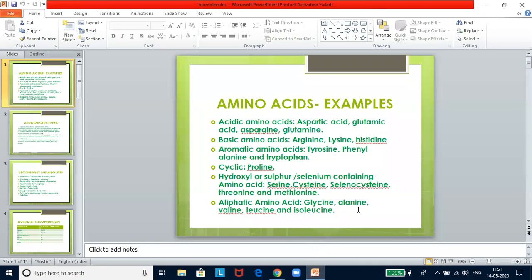Acidic amino acids of the 20 are aspartic acid, glutamic acid, asparagine, glutamine. Basic amino acids are arginine, lysine, histidine. Aromatic amino acids are tyrosine, phenylalanine, and tryptophan. Cyclic amino acid is proline. Hydroxyl or sulfur or selenium containing amino acids are serine, cysteine, selenocysteine, threonine, and methionine. Aliphatic amino acids are glycine, alanine, valine, leucine, and isoleucine.